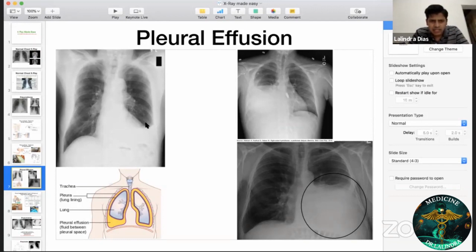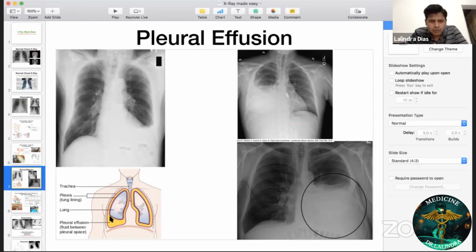But on the left side, what has happened? The costophrenic angle is obliterated and it has become white. So there's fluid here, that's why it has become white. And also you can see this line is rising up. So that is called the meniscus sign, like a meniscus. So that is a feature of pleural effusion.